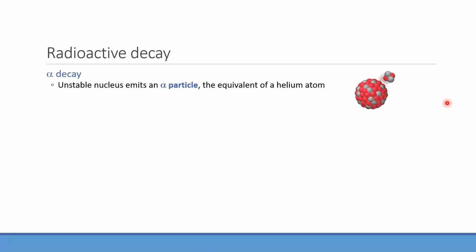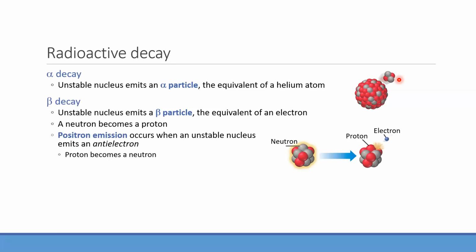So the first type of radiation I want to talk about is alpha decay. And this happens when an unstable nucleus emits an alpha particle. And an alpha particle is the equivalent of a helium nucleus. Beta decay happens when an unstable nucleus emits a beta particle, which is the equivalent of an electron. So what this causes is it basically changes a neutron to a proton. And that will change both the electronic and nuclear identity of this atom. Whereas in alpha decay, you only change the nuclear identity.